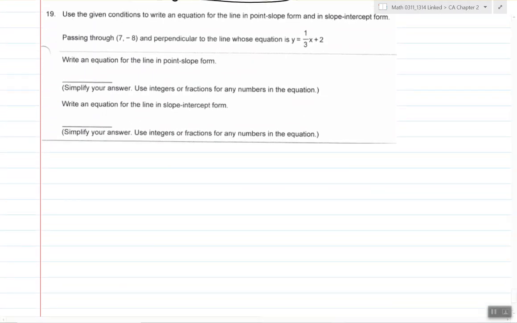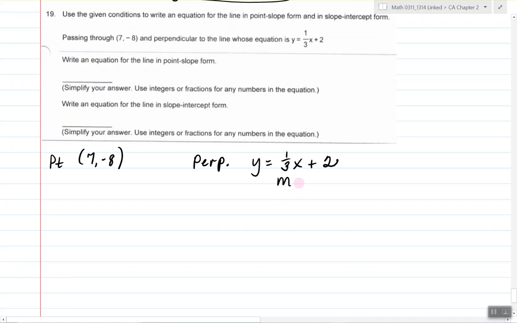Let's look at number 19. Use the conditions to write the equation of the line in point-slope form and slope-intercept form. Passes through, okay, they're giving me a point, (7, -8). And it is perpendicular, and I'm just going to abbreviate that, to y equals 1/3 x plus 2. Now hopefully you can tell that the slope of this line is 1/3.